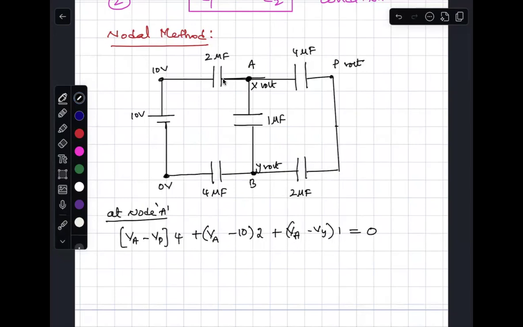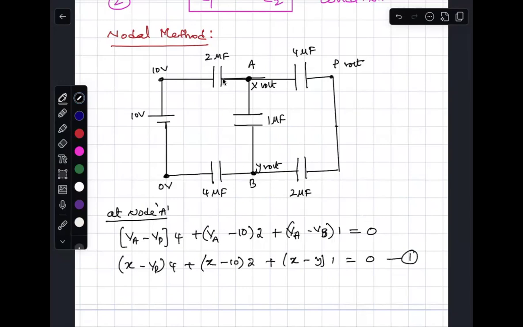Okay. So in this case, what I will write is it is Vb actually. Now in this case, I am taking (X minus Vp) times 4 plus (X minus 10) times 2 plus (X minus Y) times 1 is equal to 0. You have two unknowns and only one equation. Then what is the other alternative I have?